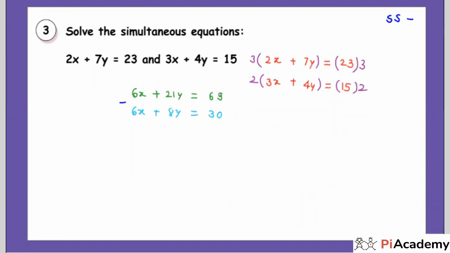After doing the subtraction, let me ask who is going to do this. Shan, can you please tell me how to do this now? Moyuk, can you please tell us? So 6x minus 6x will be cancelled, so that's 0. Then 21y minus 8y will be 13y. Very good, that's correct. 13y equals 69 minus 30, equals 39. Absolutely correct.